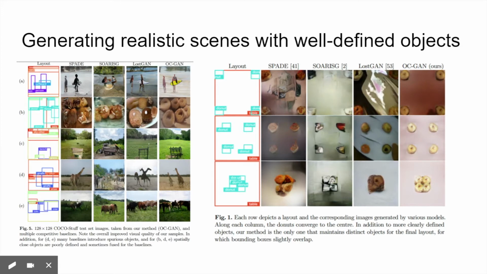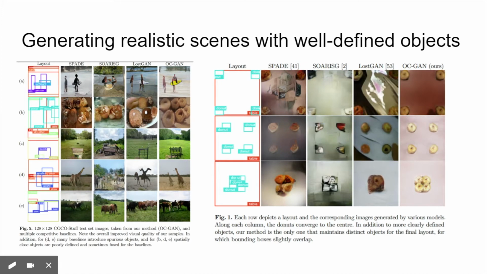Sometimes, for example, as you can see for the animals on row D, you have a scenery that looks quite okay, but the animals themselves are merged or blurry or not defined. Also, sometimes the objects themselves are not completely well defined, especially if they occupy a small area.